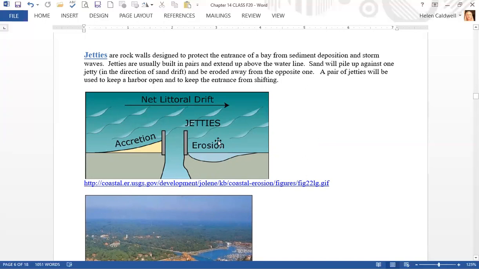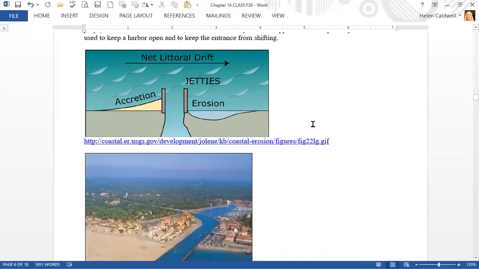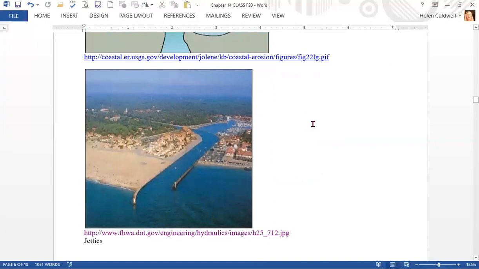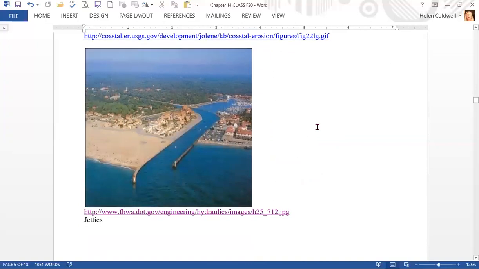And on the opposite side, sand is actually taken away. So you have a zone of accretion and a zone of erosion. Accretion is where the sand piles up. Erosion is where it is taken away. And over time, you can have some significant differences.